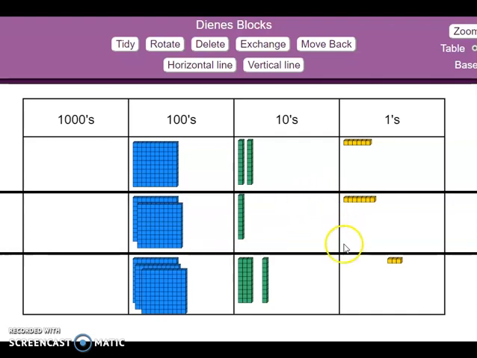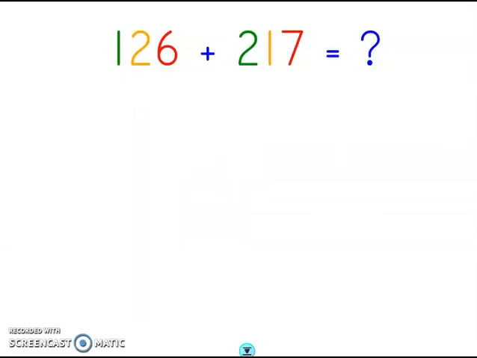So that gives me the idea that now I've got 3 1s, 4 10s and 3 100s, 300 and 43. So 126 and 217 gives me an answer of 343. And I'm going to do exactly the same thing with my abstract method. So I've got my 126 plus my 217.